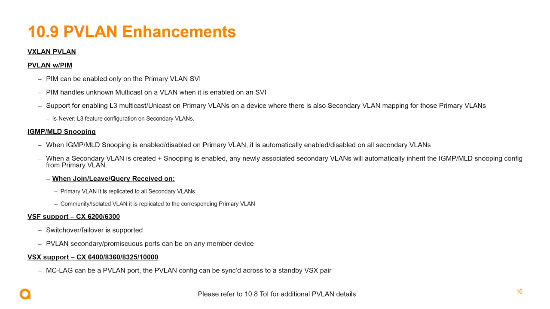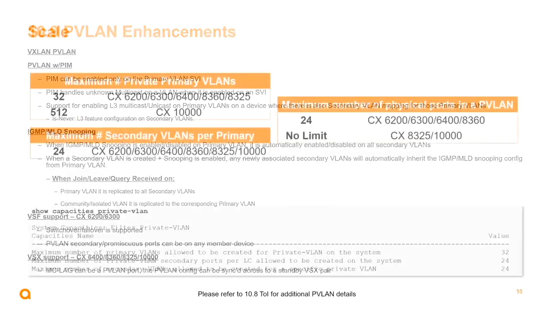We have both VSF and VSX support. VSF is supported on the 6200 and 6300, which supports failover as well, and the secondary and promiscuous ports can be on any member device in that stack. And we have VSX support for the 6400, the 8360, the 8325, and the 10K. In those situations, MC-LAG can be a PVLAN port, and of course, that PVLAN config will be synced across to the standby VSX peer in those solutions.